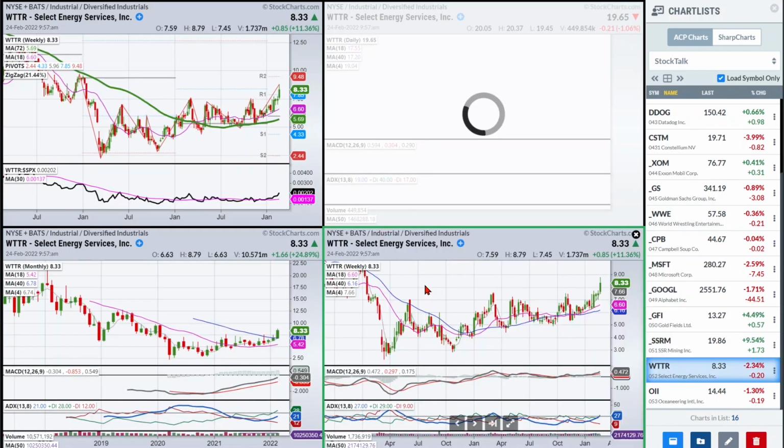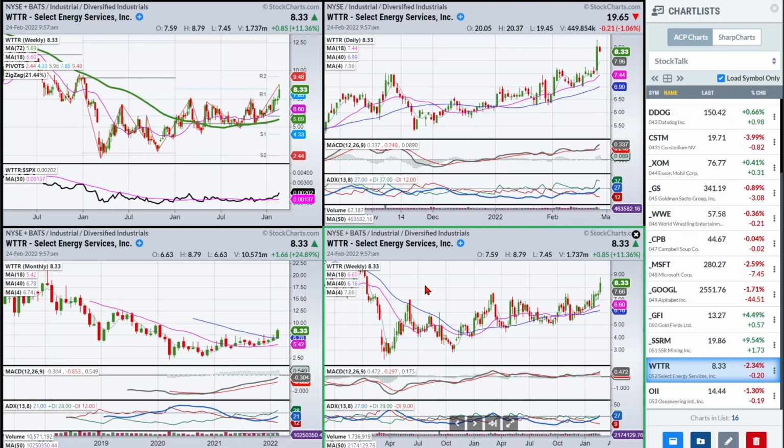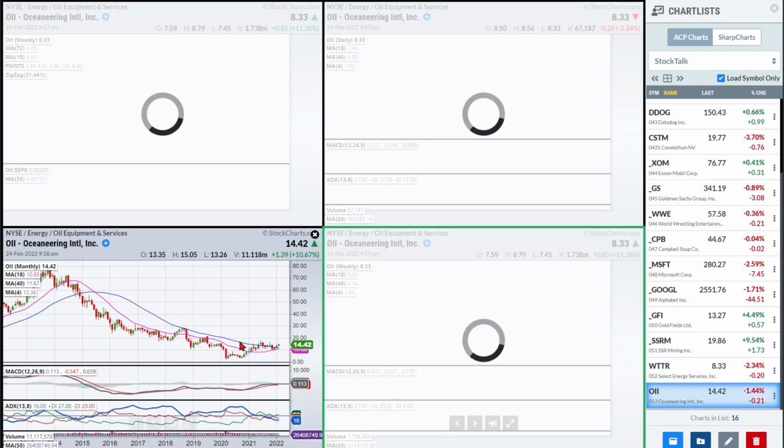Look at this WTTR, Select Energy Services. We've gone sideways for quite some time now, and now we're breaking out on the earnings announcement. ADX is crossing 25 on the weekly chart after a long sideways and nice basing pattern with low ADX in a condition, and then we cross above 25, and now we're doing the exact same thing on the daily chart. Another stock to watch on any kind of a little dip back down towards 8, maybe a little under 8.